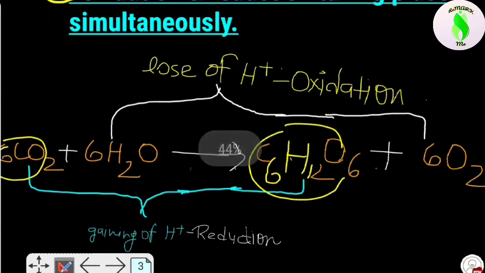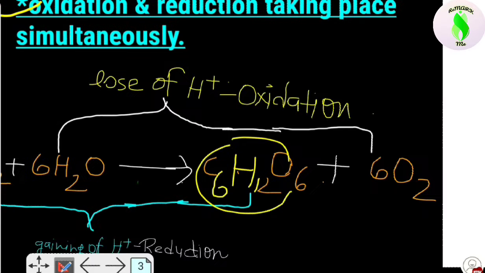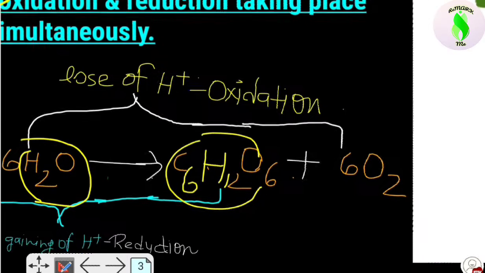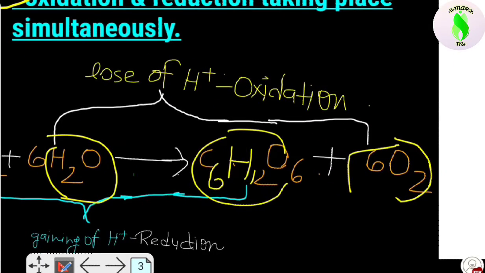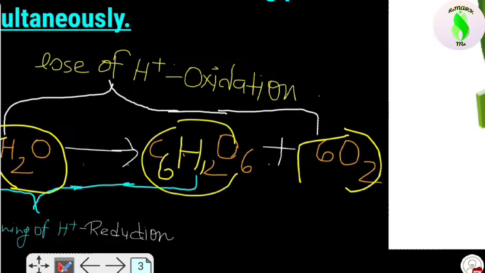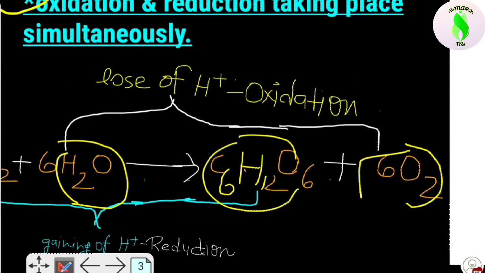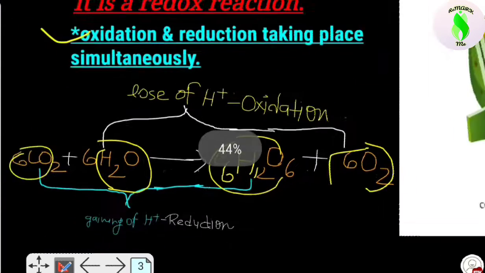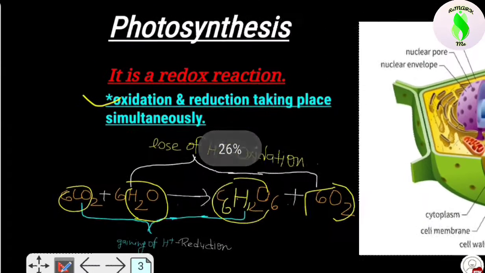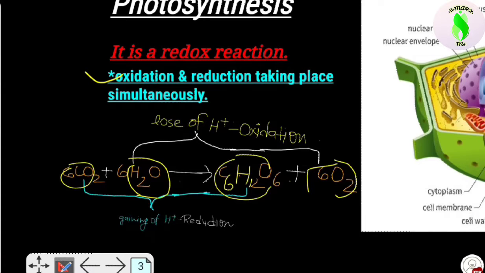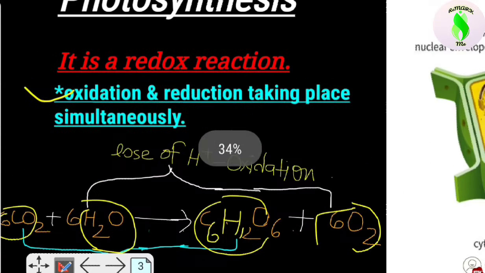Now come to how oxidation is taking place. As you can see over here, there is H2O, that is water. It oxidizes to form O2. How does it oxidize? H2O has hydrogen, but O2 has no hydrogen, so loss of hydrogen is taking place over here, and this loss of hydrogen is known as oxidation. So it is proved that in photosynthesis, oxidation and reduction take place simultaneously. That's why it is known as a redox reaction.